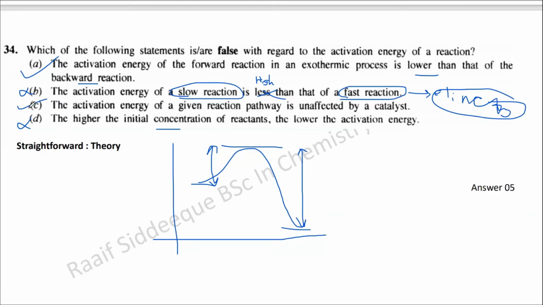What do you think about C? The activation energy of a given reaction pathway is unaffected by a catalyst. Is that correct or wrong? I am telling it is true. Can you tell me why? Okay, so I have one answer saying true. Yes, it should be true. So why is it true? Because normally we say we add a catalyst to reduce the activation energy. So someone might think, okay, it reduces the activation energy, so it should have an effect on the activation energy of the reaction.